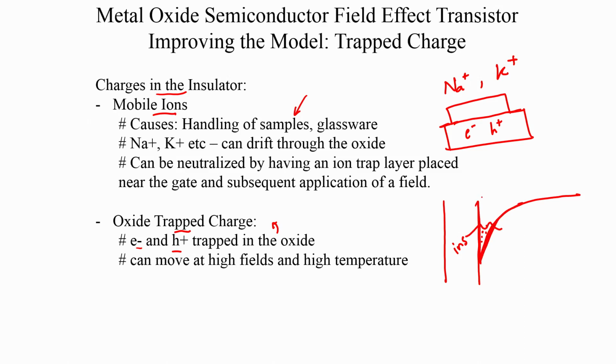So, if there are defects in the insulator, the high energy electrons can actually get in and occupy these defect states, and then they could hop around from one state to another and thereby migrate around in the insulator.